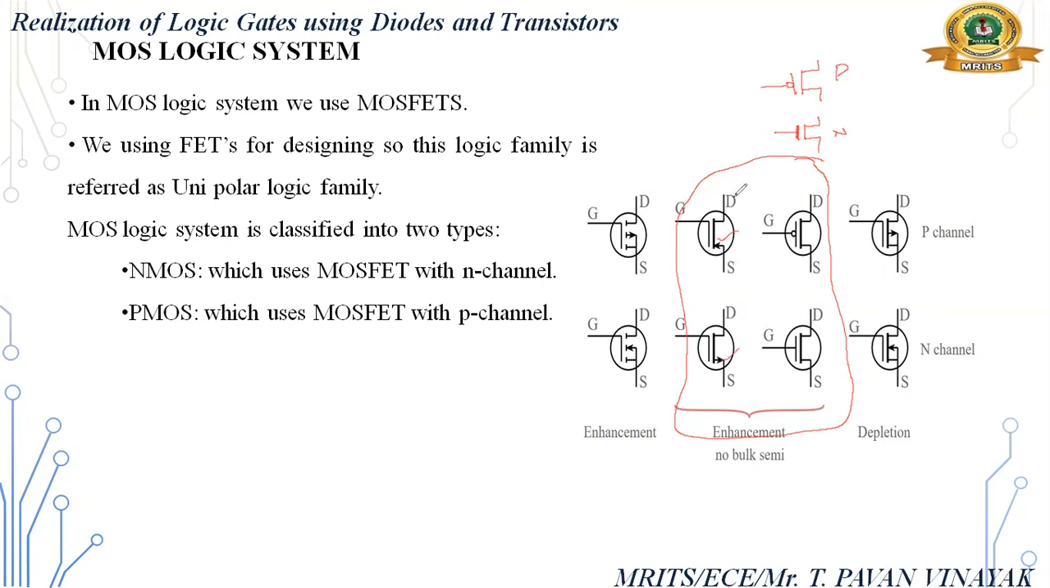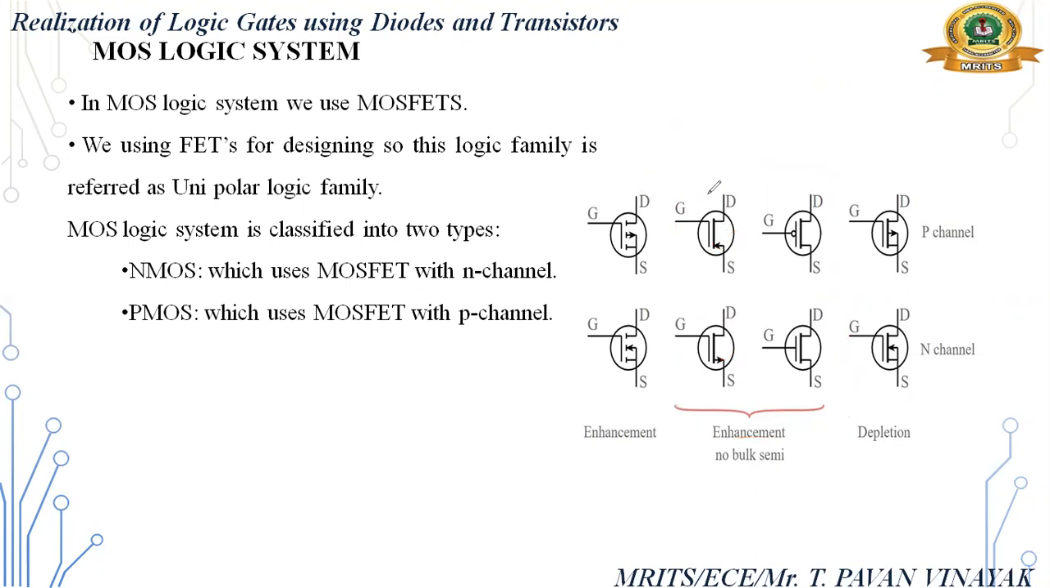Or otherwise this one, arrow marks. Whenever the arrow mark goes inside, we call it P channel. Whenever the arrow mark goes outside, meaning current flows from gate to source, we call it N channel. Gate to source, we call N channel. Source to gate, we call P channel.